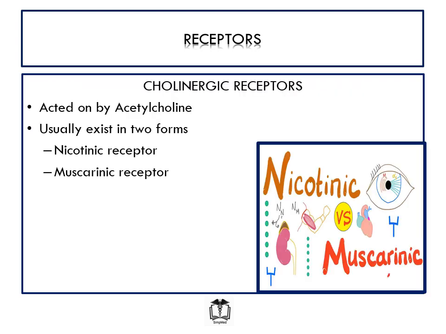Starting with the cholinergic receptors, these are receptors for acetylcholine. So they're going to be found at sites where acetylcholine is released. Remember that acetylcholine is released particularly at the ganglion between the pre and the post-ganglionic neurons. So receptors of acetylcholine are going to be found on the post-ganglionic neuron that will be receiving acetylcholine.